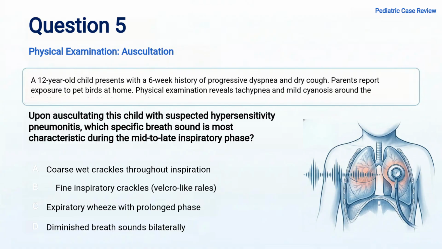Question 5. Physical examination and auscultation. A 12-year-old child presents with a 6-week history of progressive dyspnea and dry cough.